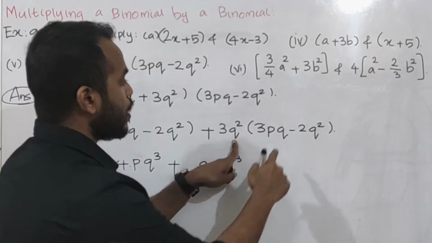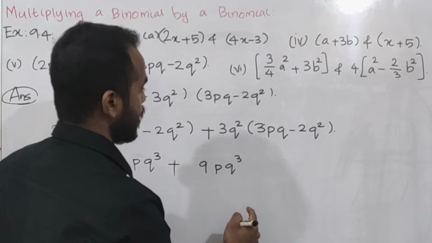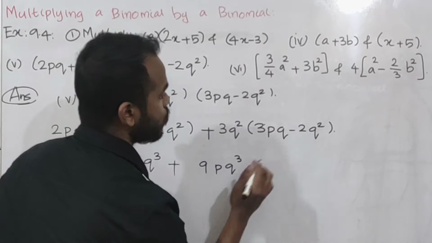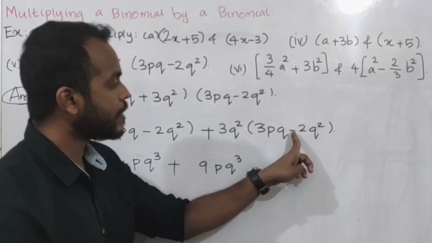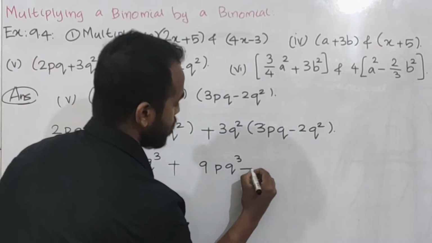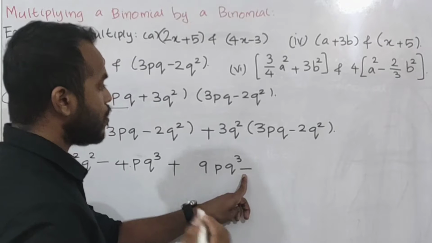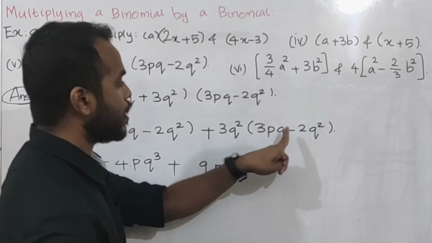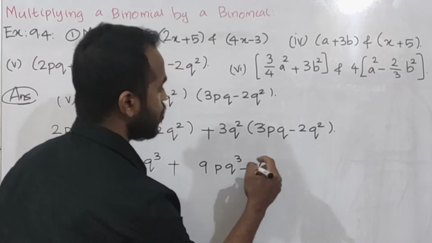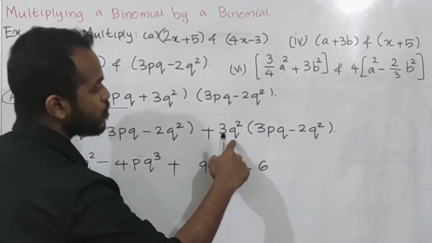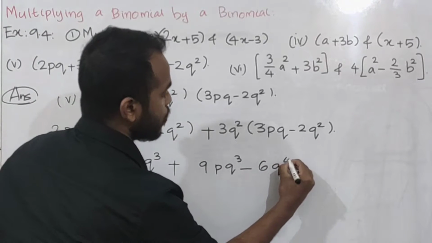Then 3q square into 2q square is left. So we write 3 into 2. First we should multiply the numerical part. There is a negative symbol and here is a positive symbol, so it will be a negative result. 3q square, 3 into 2 is 6. Now go for the literal part. Q square into q square is q raised to 4.